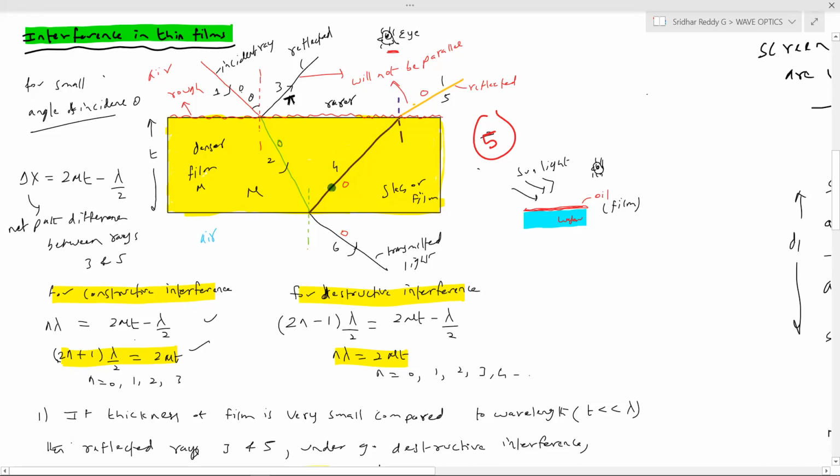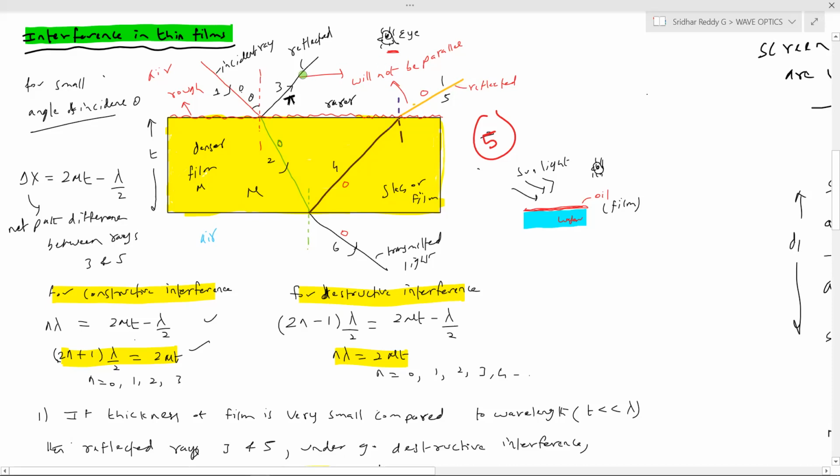Ray 4 is what? Reflected by a rarer medium. This is a rarer medium. So what is the phase angle of that? It will be zero. Okay, now again it will encounter a boundary. A part of the ray will be reflected. I'm not showing it, later on I'll come. And a part will be transmitted. The ray 5 will be transmitted.